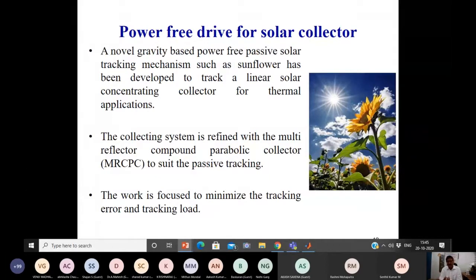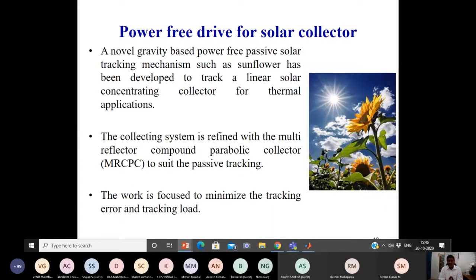In thermodynamics, perpetual motion machines are defined. A perpetual motion machine means that without supplying energy, you are creating energy. That violates the laws of thermodynamics. If it violates the first law of thermodynamics, we call it a perpetual motion machine of the first kind, PMM1. If it violates the second law, that's PMM2.